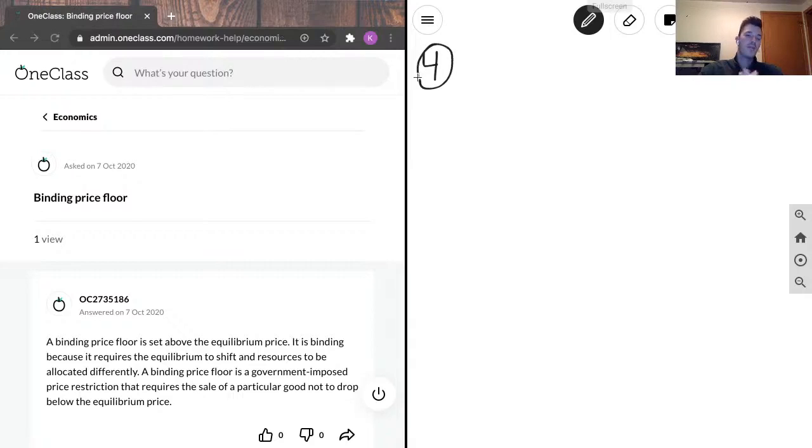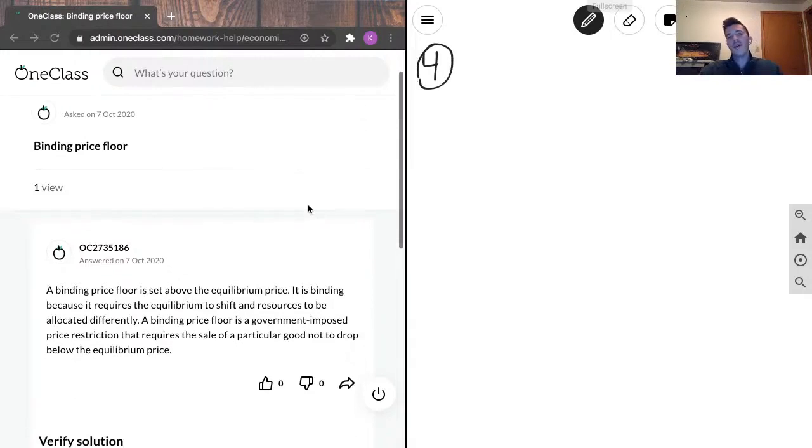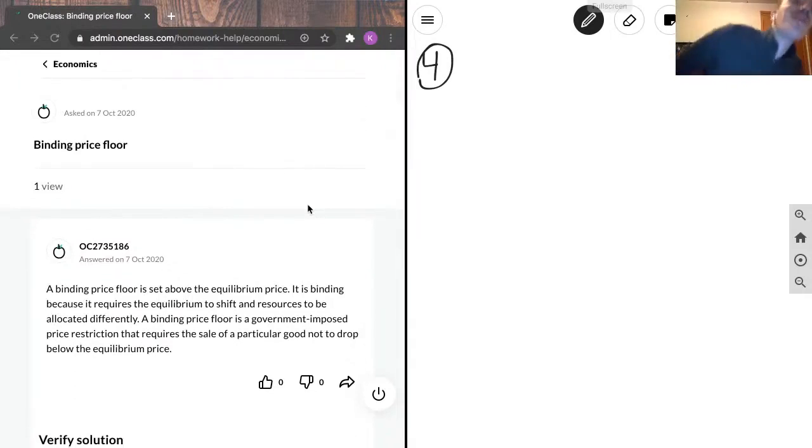Binding price floor. It isn't exactly a question, but what our junior tutor has written is that a binding price floor is set above the equilibrium price. It is binding because it requires the equilibrium to shift and resources to be allocated differently. The binding price floor is a government-imposed price restriction that requires the sale of a particular good not to drop below the equilibrium price. So I will draw a price floor and a price ceiling for us.